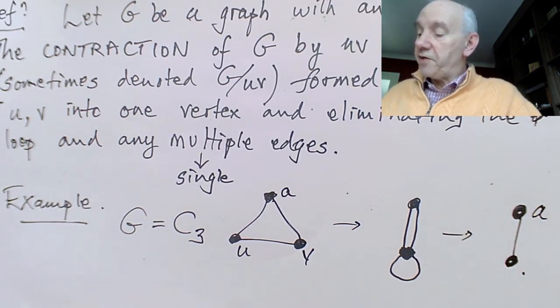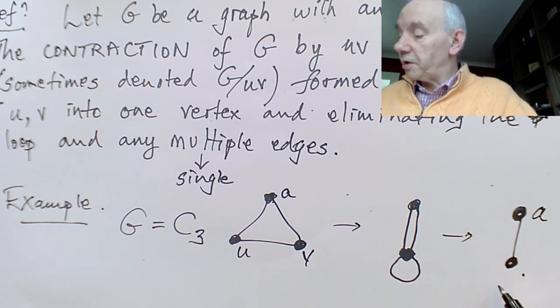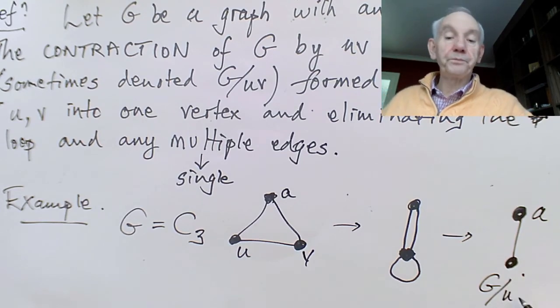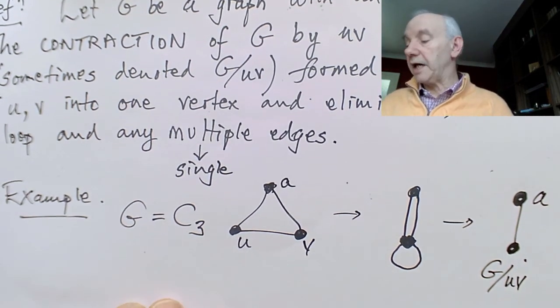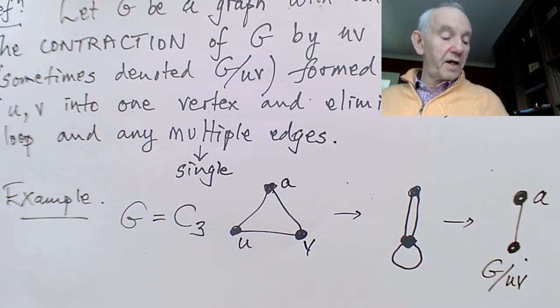So in this case, this would be the contraction. This would be the graph, which I denoted G is UV contracted. So that's the idea, and I think it's easy to understand what I've done there.